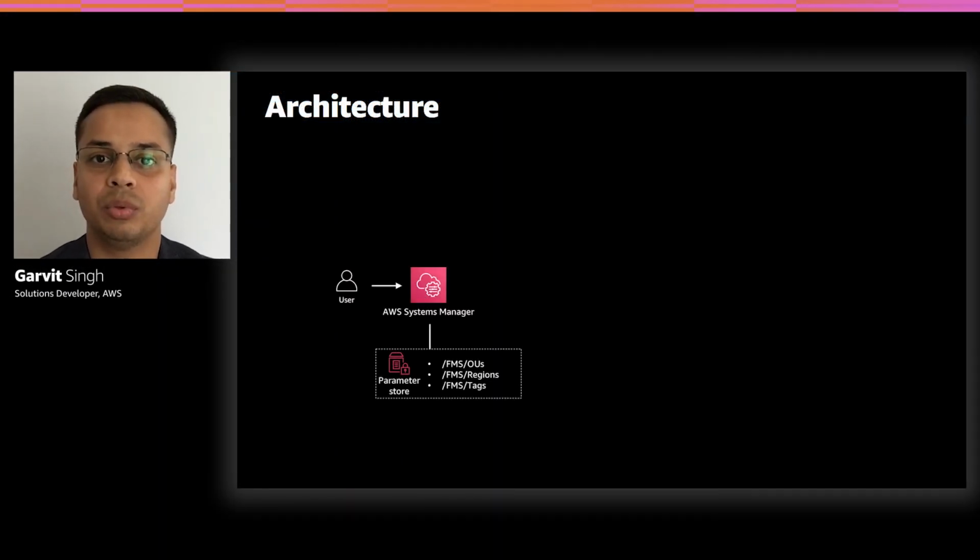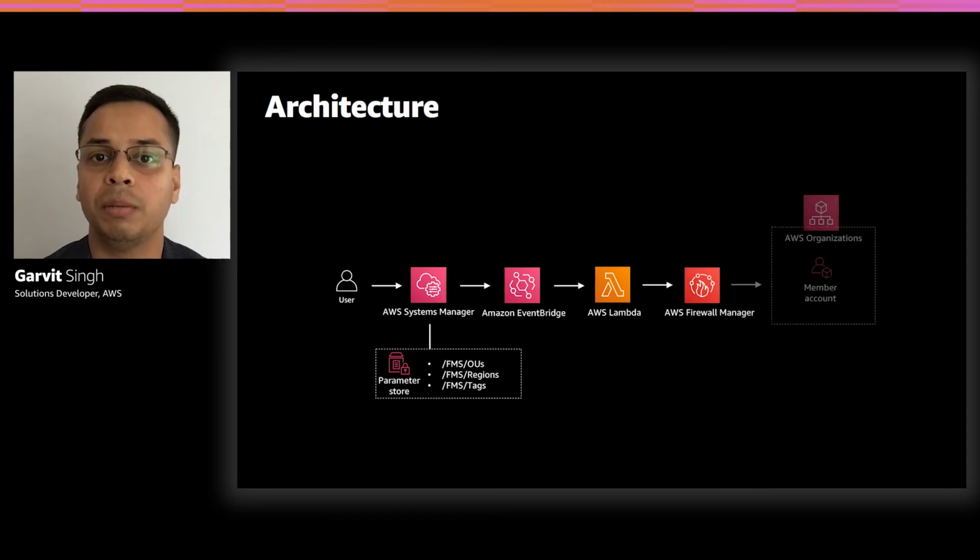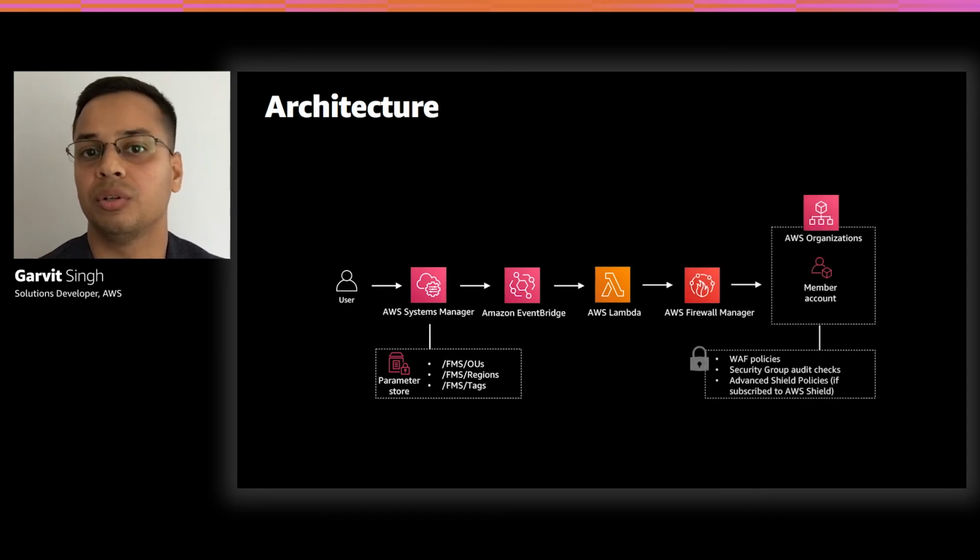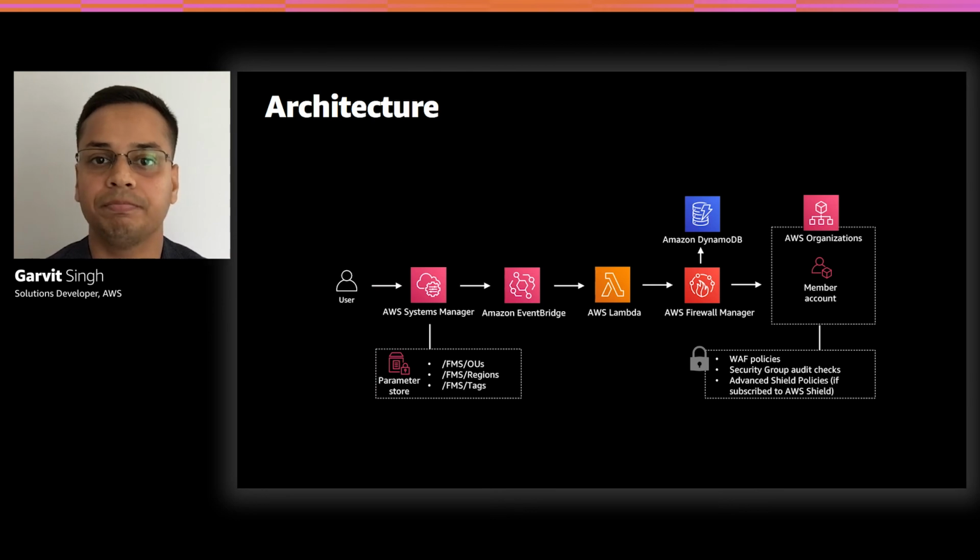So we saw in the demo, to interact with the solution, you essentially update 3 Systems Manager parameters. Whenever you update any of these parameters, the event is getting trapped by CloudWatch Events rule, and it invokes Lambda function to implement Firewall Manager security policies across your organization. We saw the 3 policies that are supported: WAF policy, VPC security group audit policies, or Advanced Shield policies, only if you are already subscribed to Advanced Shield. And eventually, the operation metadata is getting saved in Amazon DynamoDB.